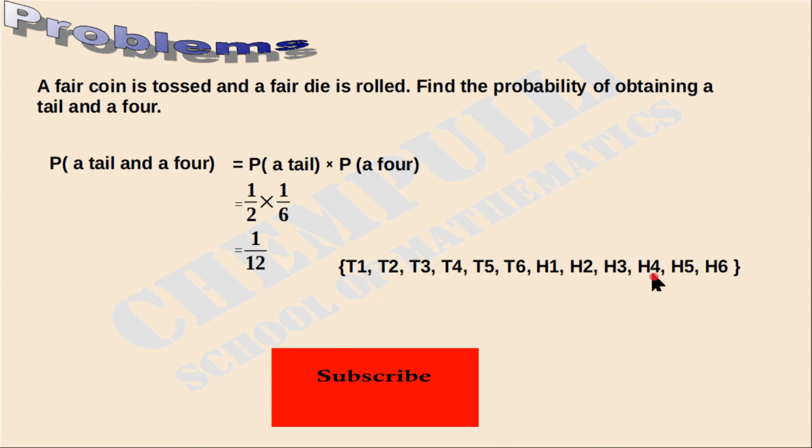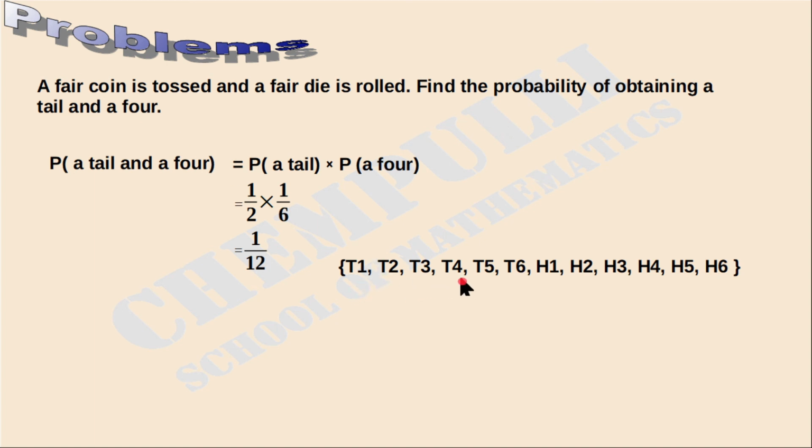In total, how many outcomes are there? If we count, we will get the idea: 1, 2, 3, 4, 5, 6, and then here also again 6. Then in total how many outcomes are there? 12 outcomes. How many outcomes are favorable to a tail and a 4? Only one outcome is favorable to a tail and a 4. Then the probability of getting a tail and a 4 is equal to 1 over 12. That's the same answer. This way also we can do this question.